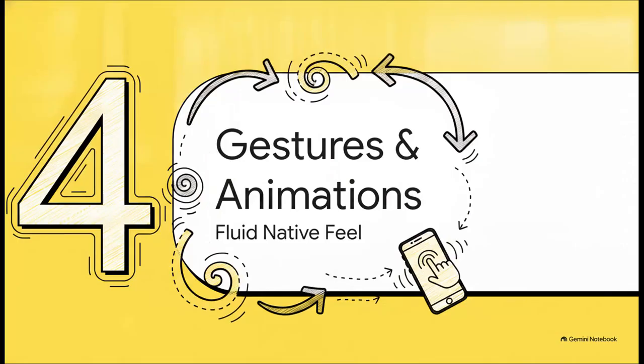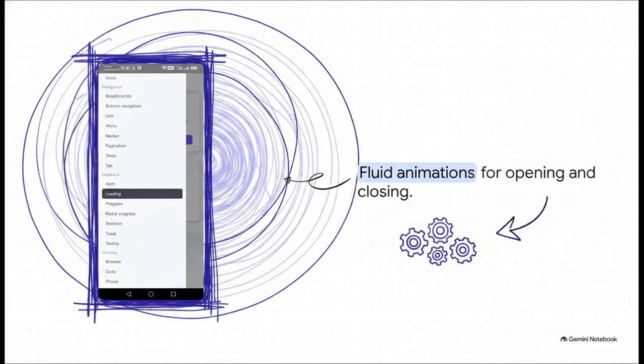Jumping into Section 4, Gestures and Smooth Animations. Let's shift our focus from how it looks to how it moves and gets that fluid native feel. Notice the completely fluid motion when opening and closing the drawer, and how it seamlessly fades that background content at the exact same time. Achieving this kind of premium native feel usually means you're writing some pretty complex animation and math logic yourself. But here, the component handles the physics for you completely effortlessly.